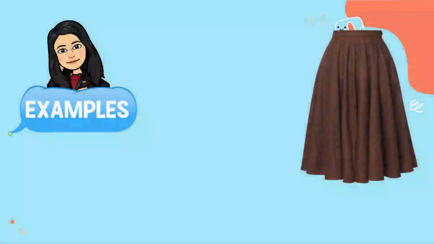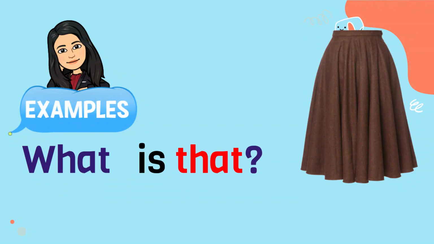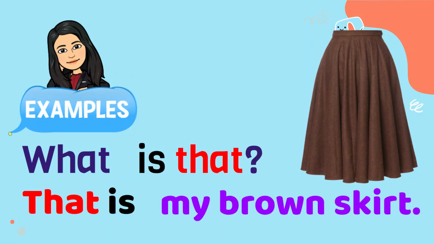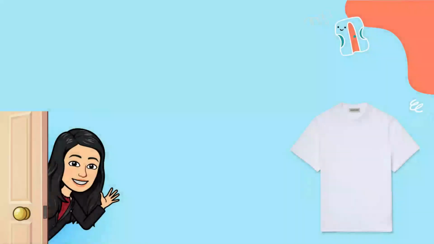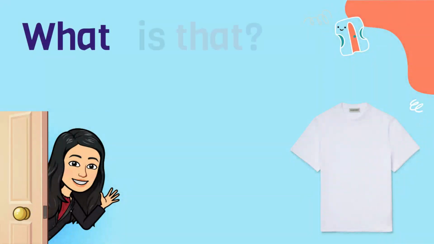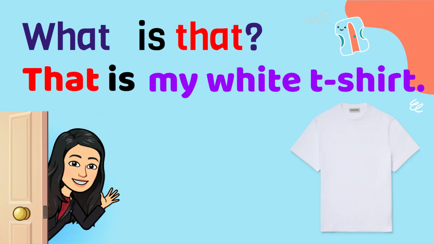Okay, now let's see the first example here. In this example, the cloth is only one. So we can say, what is that? The answer is, that is my brown skirt. How about the picture here? Based on this picture, we can say, what is that? That is my white t-shirt.